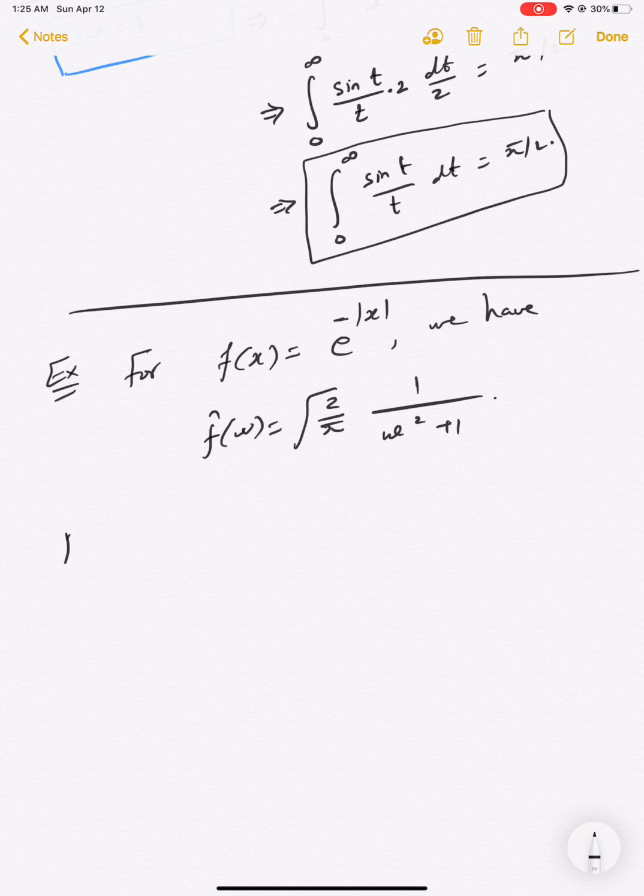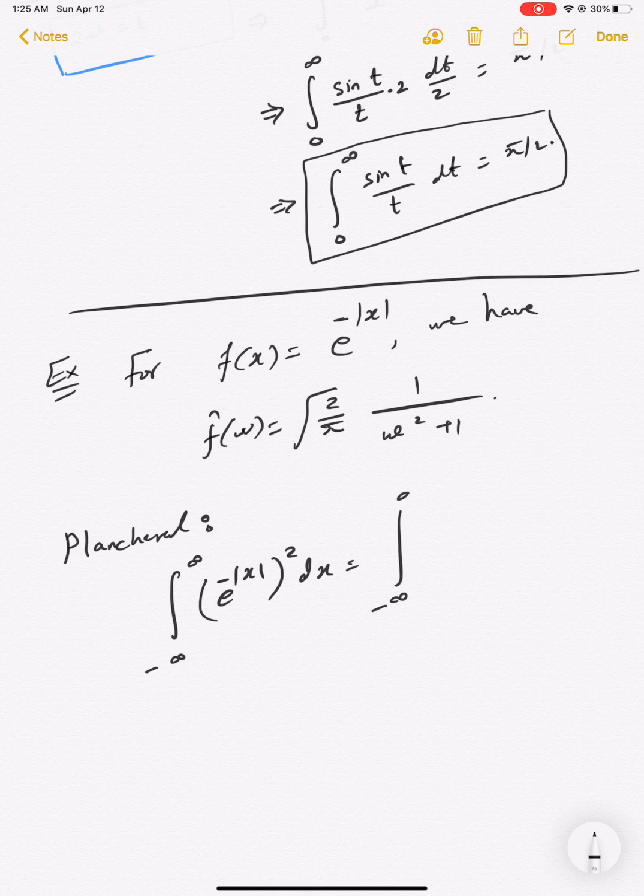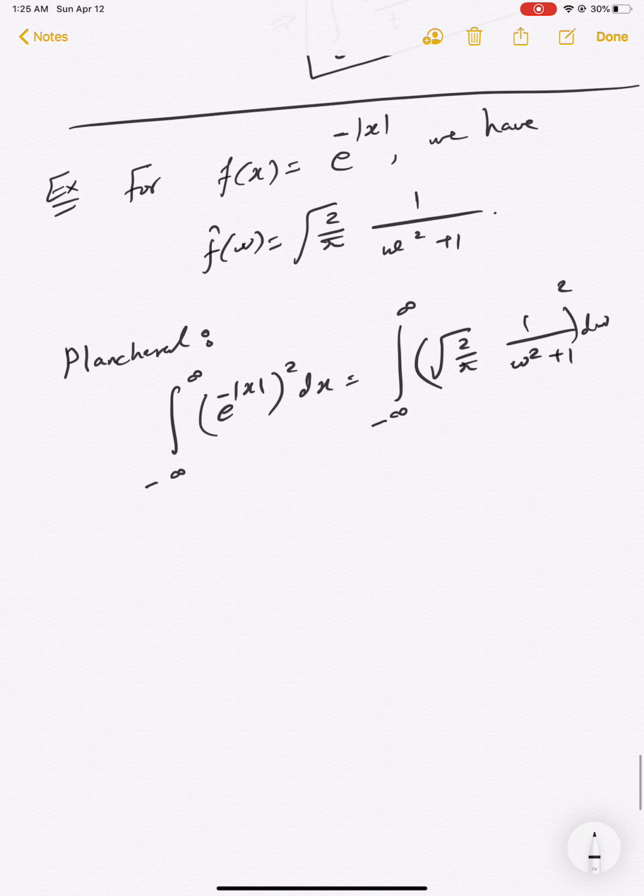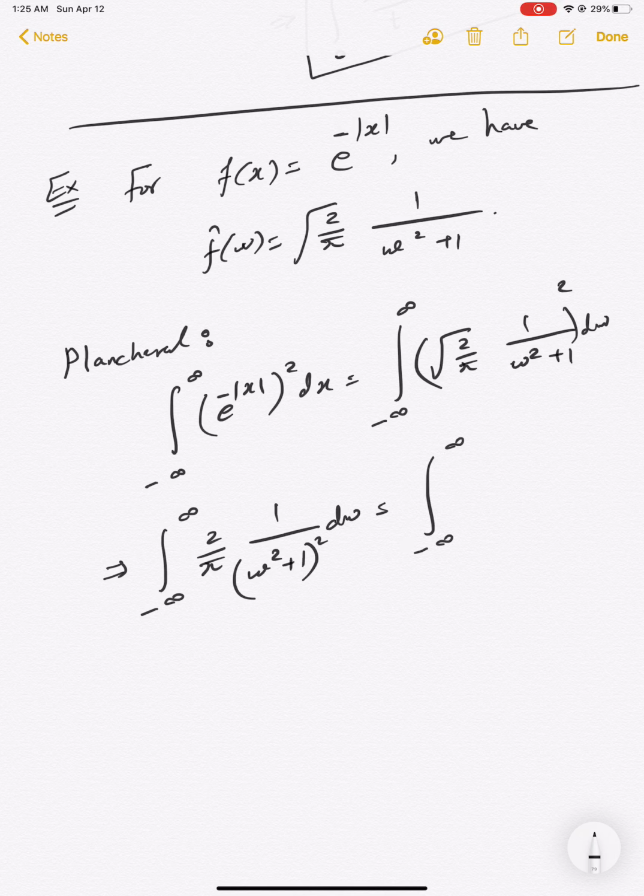Now if you apply Parseval identity or Plancherel, what do you get? You have the integral from negative infinity to infinity of the function square equals the integral from negative infinity to infinity of the Fourier transform square, right? So what is it? Writing the right term first: the integral from negative infinity to infinity of 2 over pi times 1 over omega square plus 1 squared equals the integral on the left, which is e to the minus 2 absolute value of x dx.